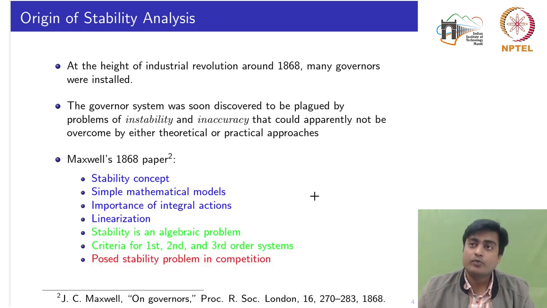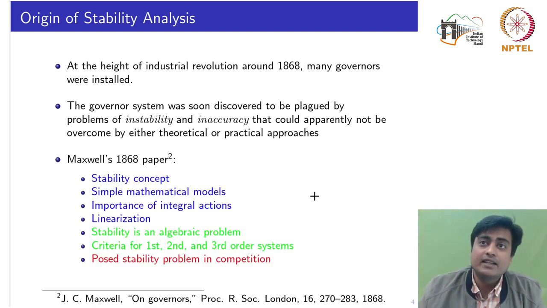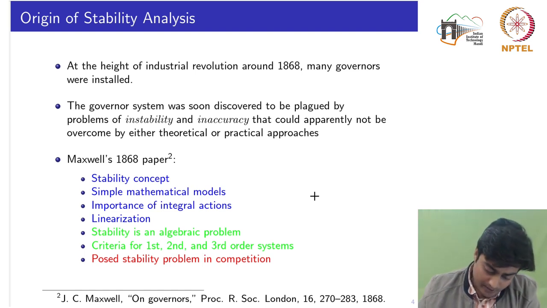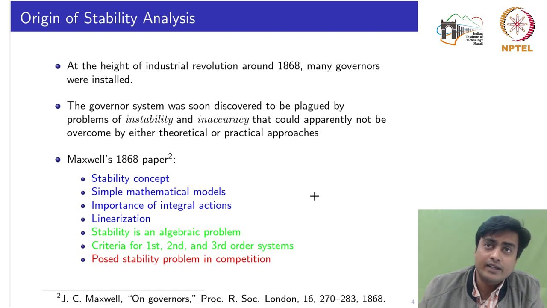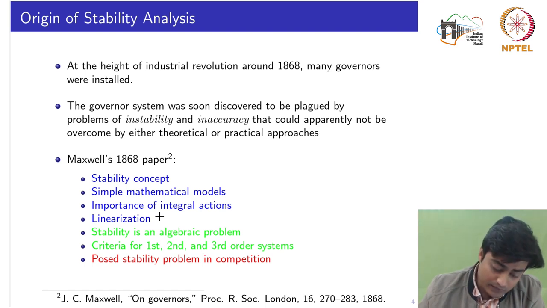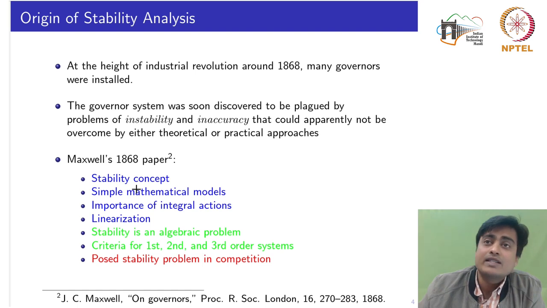So there was a very famous paper by Maxwell in 1868. This paper is cited here. You could also see this paper is freely available on the internet if you would like to go a bit deeper into what this paper talks about. This paper brings many important things theoretically and also from the practical point of view. First of all, it introduces the concept of the stability. Second, this paper describes the simple mathematical models of the engine and the governors.